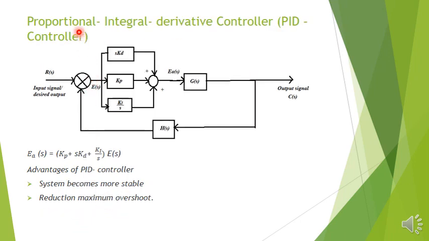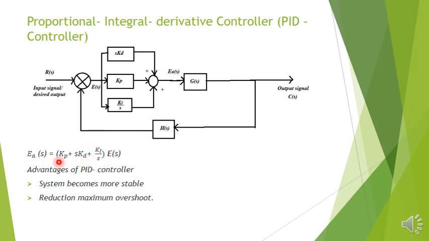Next, the proportional, integral and derivative controller, PID controller. In this case, the control signal is a combination of the proportional part of the error signal, the integral part of the error signal as well as the derivative part. So here the control signal EA of S is equal to KP plus S KD plus KI by S into E of S, where KP is the proportional coefficient, KD is the derivative coefficient, and KI is the integral coefficient.